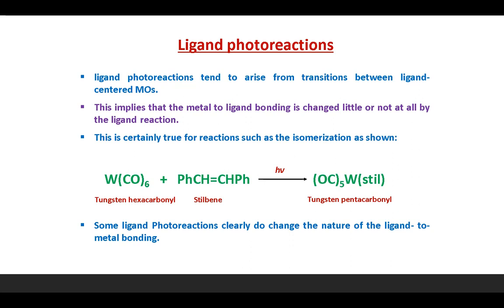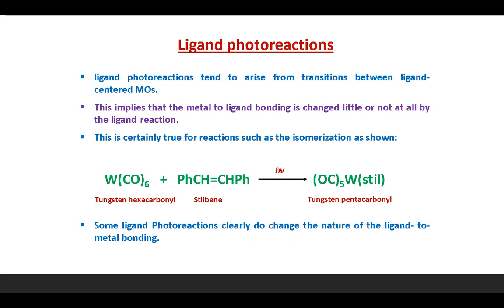Ligand photoreactions. Ligand photoreactions tend to arise from transitions between ligand-centered molecular orbitals. This implies that the metal-to-ligand bonding is changed little, or not at all, by the ligand reaction. This is certainly true for reactions such as the isomerization shown in the reaction. Here, the tungsten hexacarbonyl is photo-assisting the isomerization of stilbene, since it will not photo-isomerize without metal coordination. However, a 40% trans and 60% cis mixture is produced, regardless of which isomer of stilbene is used as the reactant.